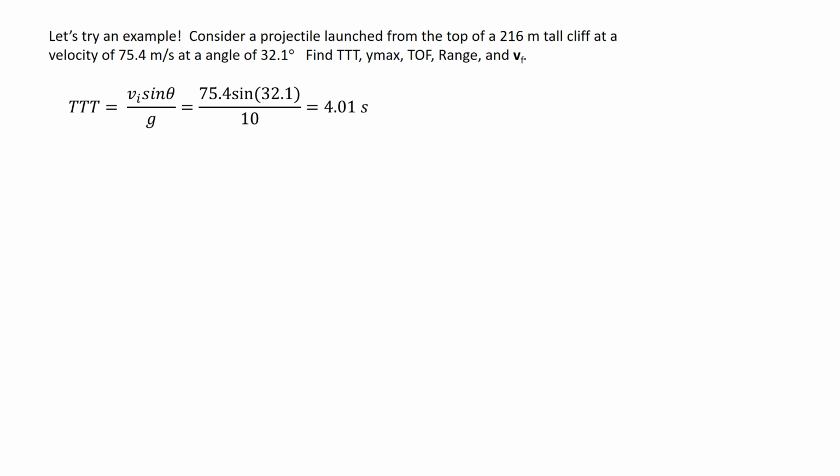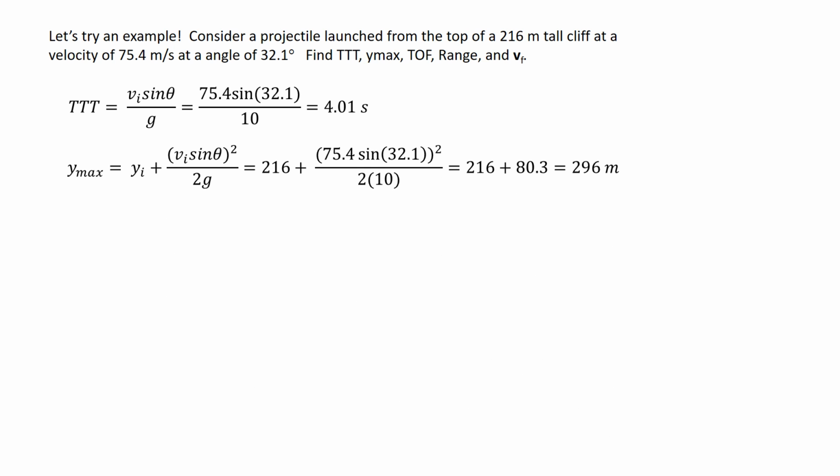Time to top, same equation we used all along. Just put the numbers in, plug and chug. I get 4.01 seconds. Y max, same thing we did before. Don't forget to add the initial y, in this case 216. You put it in there. I find that it goes 80.3 meters above the top of the cliff. Add that to the 216. I find that my maximum height above the ground would be 296 meters.